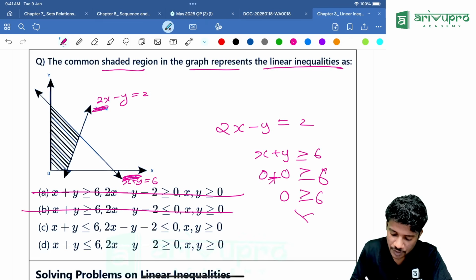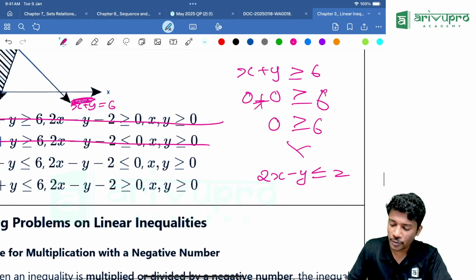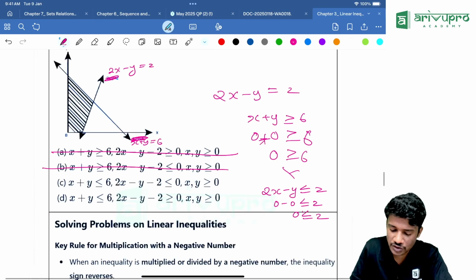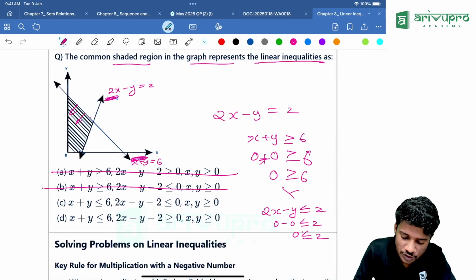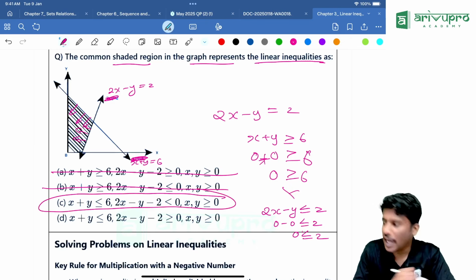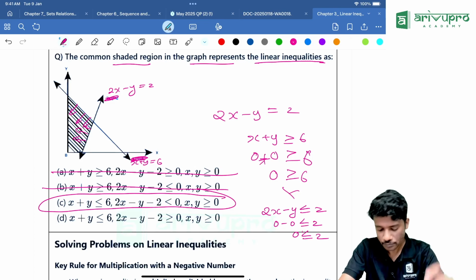Now we will check 2x minus y less than or equal to 2. We will check. Now put x is equal to 0, y is equal to 0. That means 0 minus 0 less than or equal to 2. That means is 0 less than or equal to 2? Yes, that means it is towards the origin. This is correct and this is also correct. What is the answer then? Option C is your answer. Any doubt? Please tell me. Is that clear? Yes.